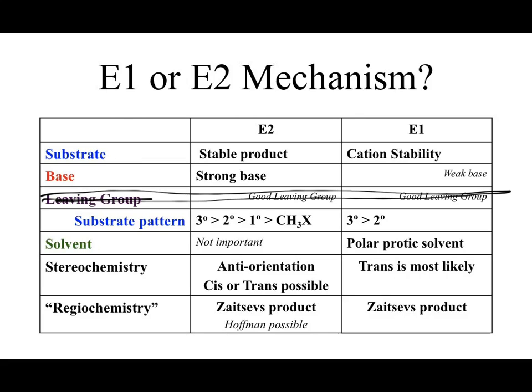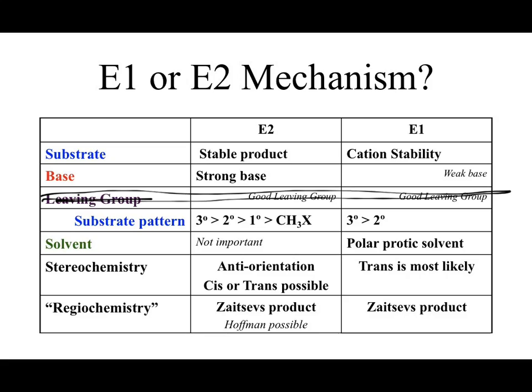So the leaving group isn't important yet. Substrate patterns. If you don't like memorizing that an E2 product is always a stable product, you might memorize the substrate pattern. We look for tertiary, secondary, primary, methyl groups. That's an interesting difference from our SN2, because in the SN2, what did we get?